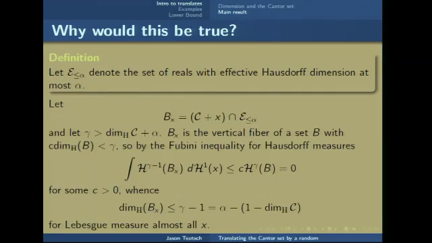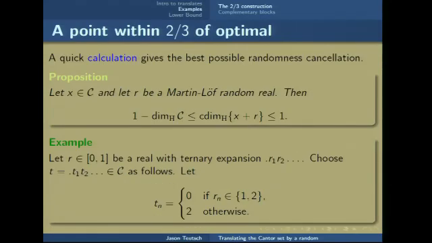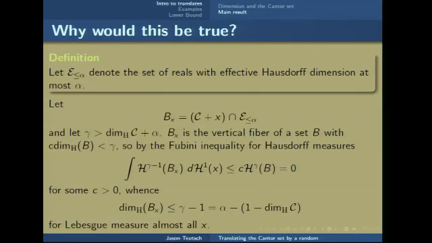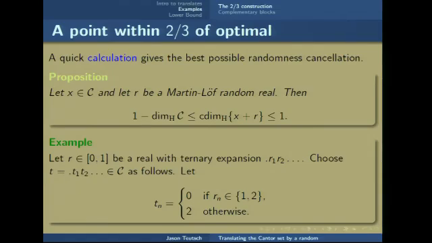But there's still a problem, even though it's true for Lebesgue measure almost all x. It doesn't tell you anything about whether it's true for all Martin-Löf randoms. And also you still need a lower bound in the other direction, or an upper bound, I guess I should say. Lower bound. Okay, so let's see.